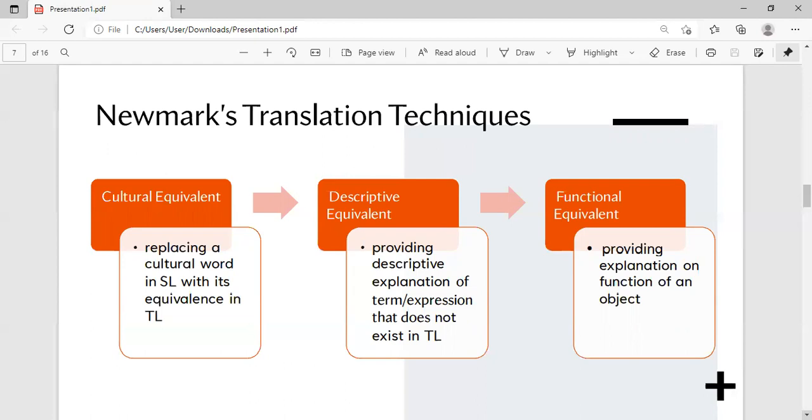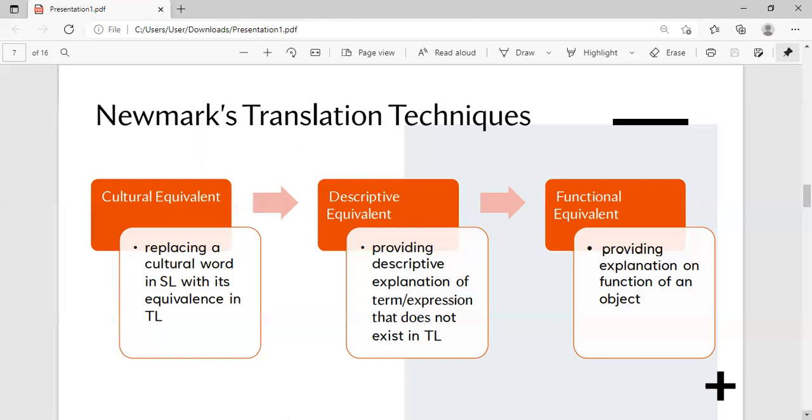Cultural equivalent occurs when translators replace a cultural word in the SL with its equivalent in the TL. Say, for example, when a translator translated driver's license into surat izin mengemudi when translating English to Indonesian. The second one is descriptive equivalent.